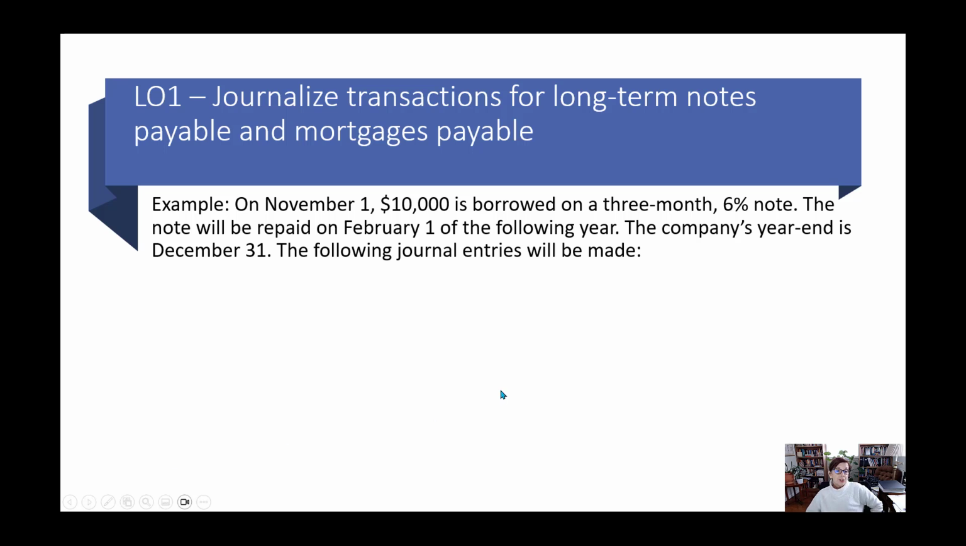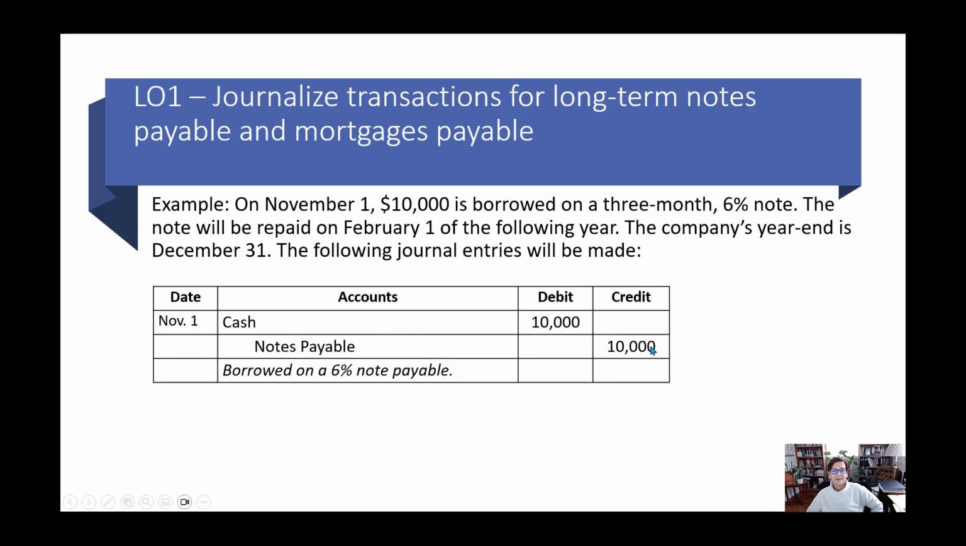All right, let's change up the facts a little bit. Let's say that instead the money is borrowed on November 1st on the 3-month note, and the note will be repaid on February 1st of the following year. All right, so hopefully you know that the borrowing entry will be exactly the same, right? So on November 1st, this is the same entry we made before, but it's on a different date. On November 1st, debit cash, credit notes payable.